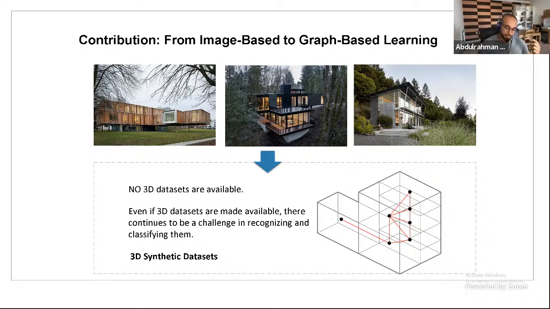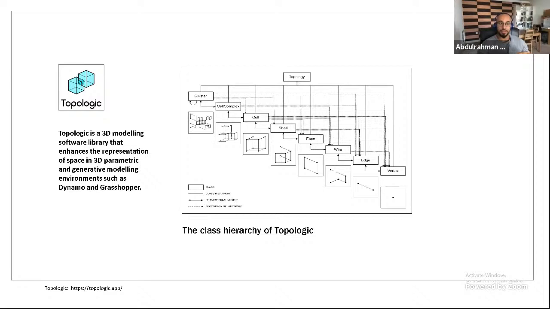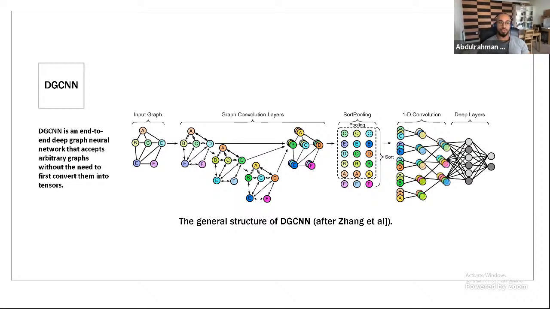The two important platforms that we use for this classification are Topologic and the DGCNN. Topologic is a 3D modeling software library. It's a plugin for Dynamo and Grasshopper, produced by Wasim Jabi and his team. And I think, Mayar, you already interviewed Dr. Wasim. If you want more about Topologic, the videos would be a great opportunity. And then the DGCNN is an end-to-end graph neural network that accepts attributes of the graph without needing to convert them into tensors. Basically you only need a text file with numbers that have the relationship of each node. We will explain that later.